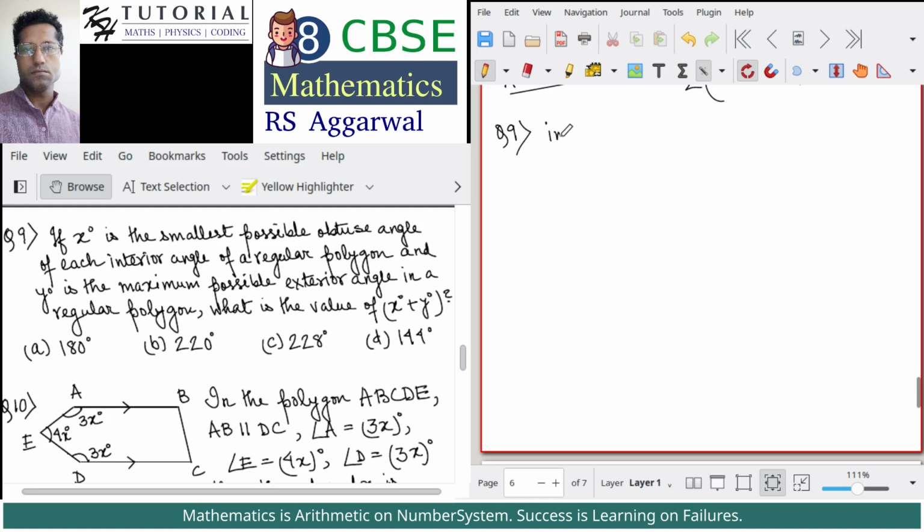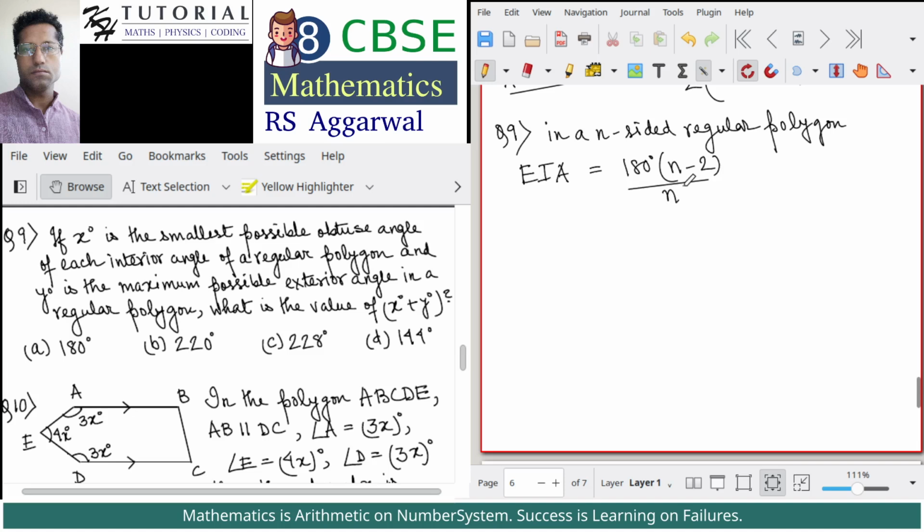So in an n-sided regular polygon, we know that each interior angle, which I'm abbreviating as EIA, will be equal to 180 degree multiplied by n minus 2 divided by n. So this is the formula for an interior angle of an n-sided regular polygon.